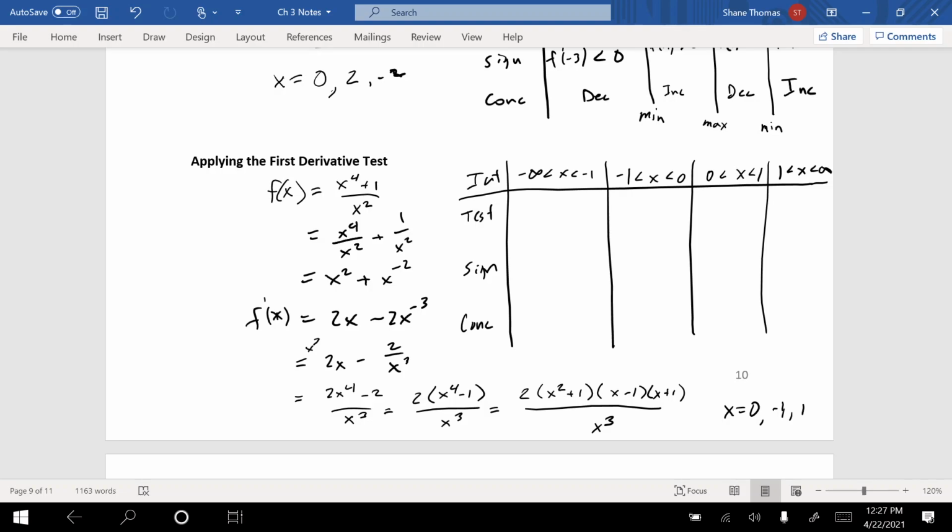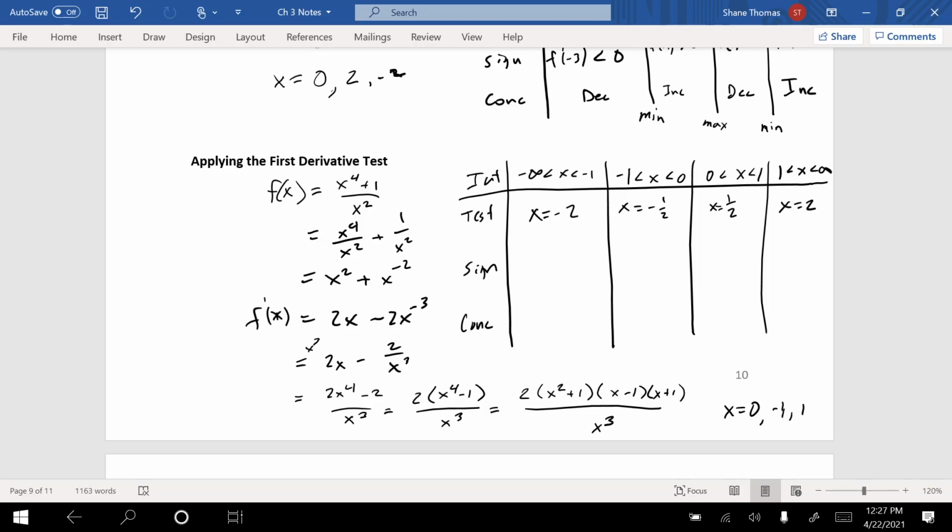All right, same thing. Pick our values, so we'll just go -2, use -1/2, 1/2, and x equals 2. Use those values and plug them in because they're all inside the intervals. All right, same thing as before. Just plug them in, see what you get, plug them in that calculator.